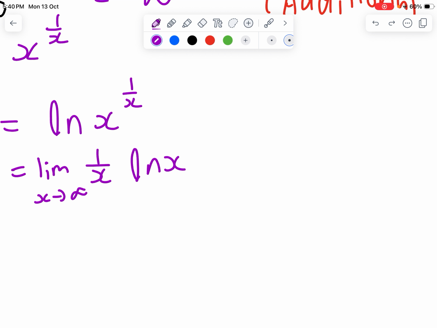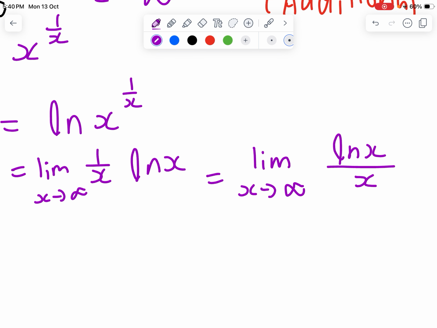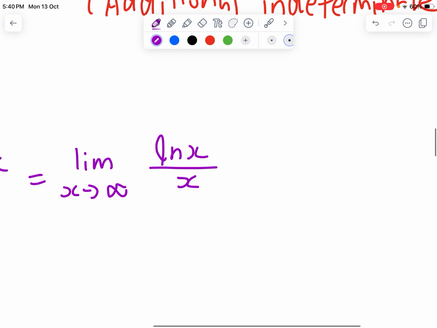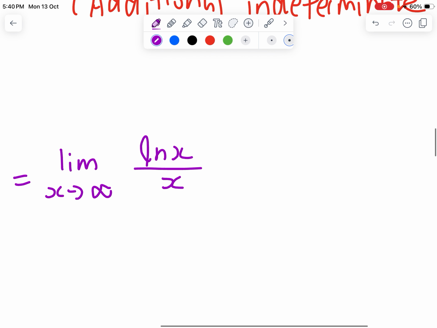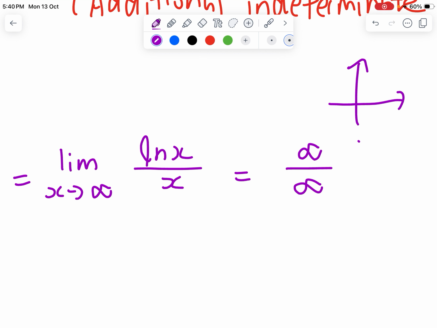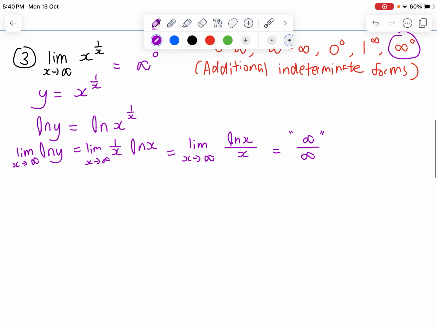We have the limit as x approaches infinity of 1 over x times ln of x. Now we can change it into a fraction form, which is equal to ln of x over x. So that's a fraction form, and now we can see the limits. The limit as x approaches infinity for ln of x is infinity, and for x it is also infinity, because remember, the graph of ln of x goes towards infinity. So we have an indeterminate form, infinity over infinity.